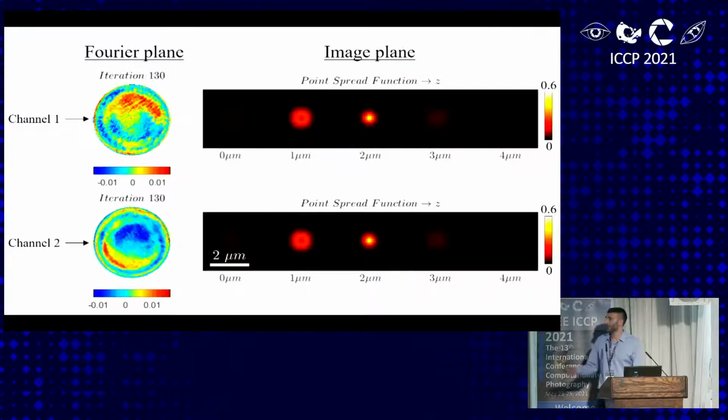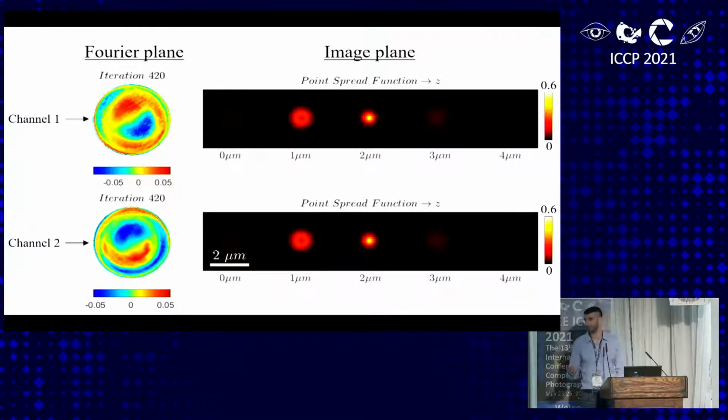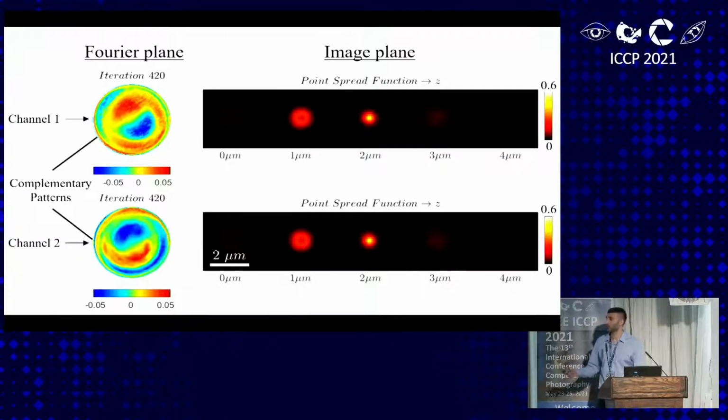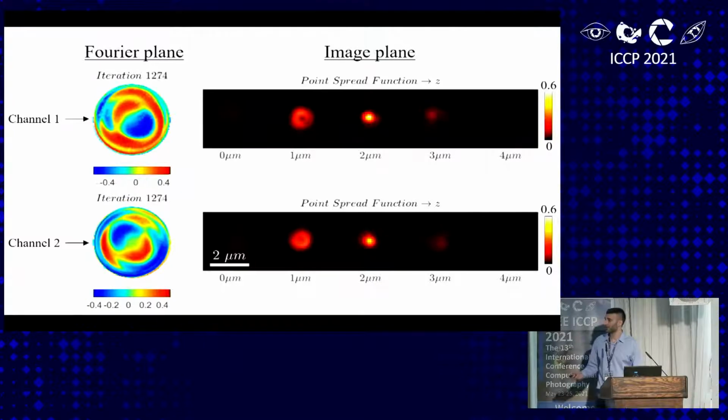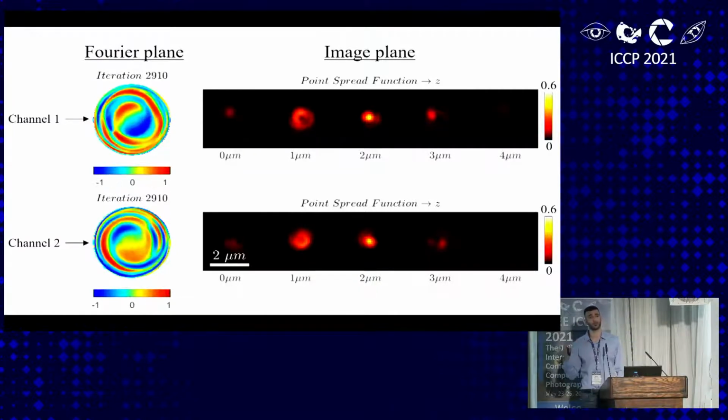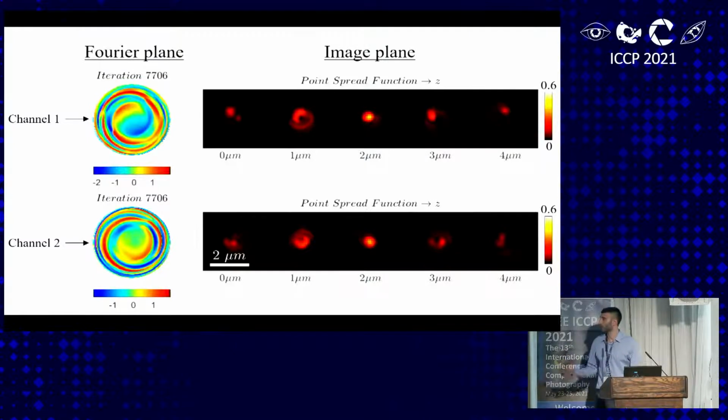So here you see, again, the phase mask being updated in the Fourier plane and the PSFs updated in the image plane. And as you can see, very quickly, the network decides to converge to complementary patterns, although our optimization is performed pixel-wise, and we don't have a loss function enforcing this behavior. And this persists throughout the entirety of the iterations, such that essentially the resulting phase masks in the Fourier plane are almost flipped versions of one another, resulting in complementary PSFs in image space.